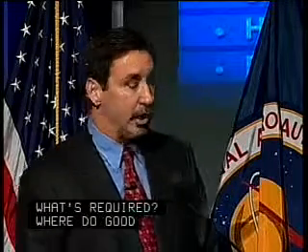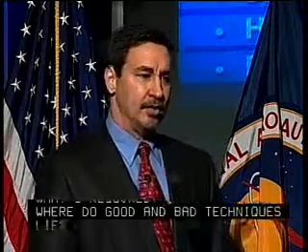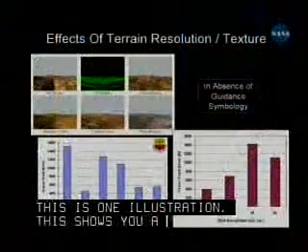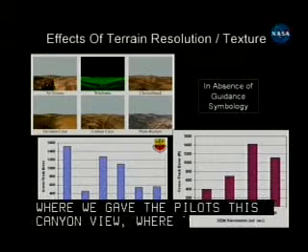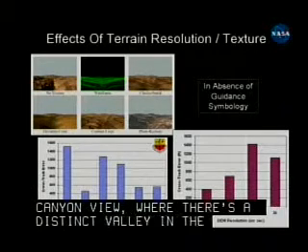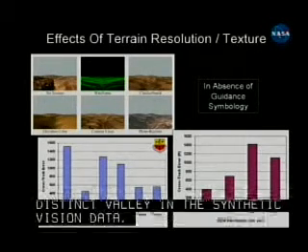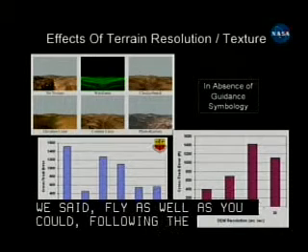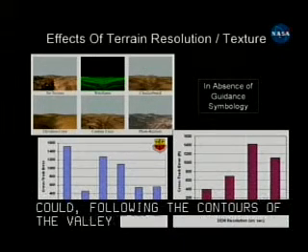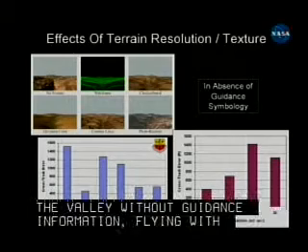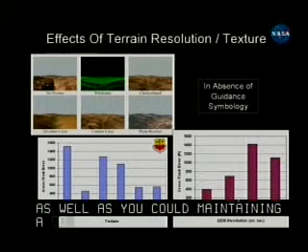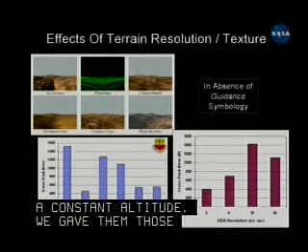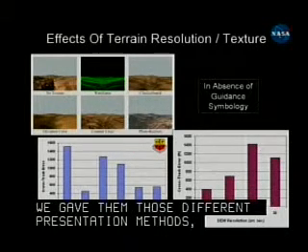But this shows you a comparison where we gave the pilots this canyon view, if you will, where there's a distinct valley in the synthetic vision data. And we said, fly as well as you could, following the contours of the valley, without any guidance information, so it's just flying with reference to that database. So fly as well as you could along the contours of the valley, maintaining a constant altitude. And we gave them those different presentation methods. We actually varied the accuracy of the database, that DEM resolution chart on the lower right, and we tested to see how well they could do.